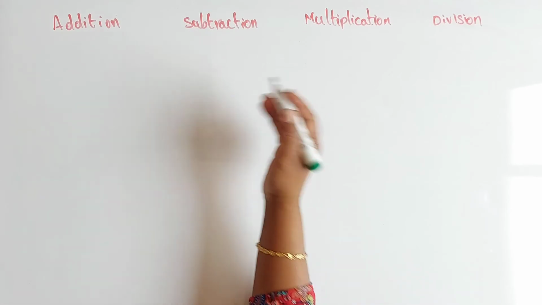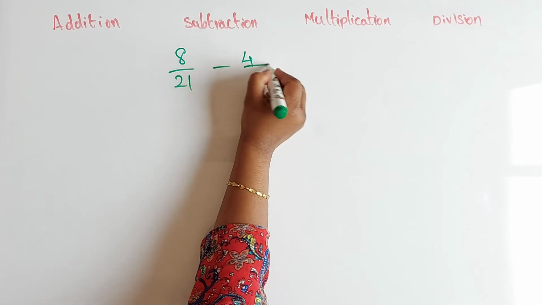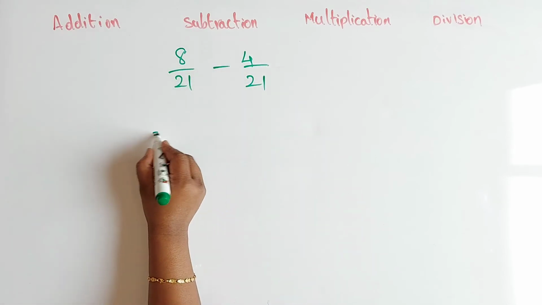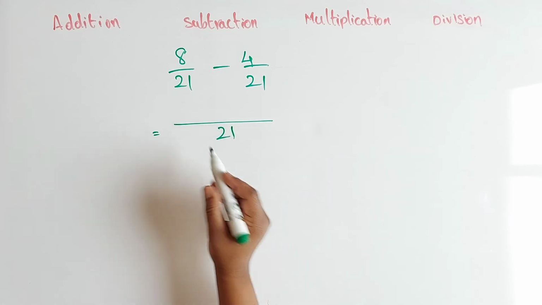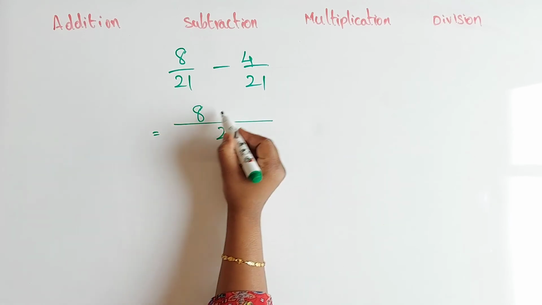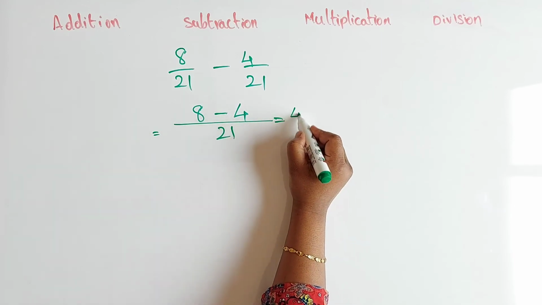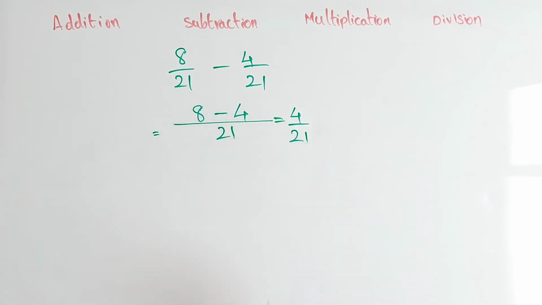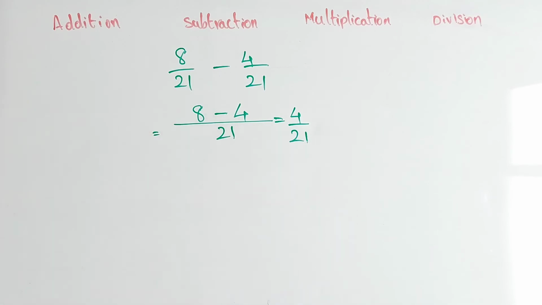Let us do subtraction of rational numbers. 8 by 21 minus 4 by 21 I am taking. Right? Here you check the denominator. Same. So LCM is 21 only. In numerator 8, here it is minus 4. What is 8 minus 4, children? 4. 4 by 21. It is very easy with same denominator. Now we will see with different denominator, children.